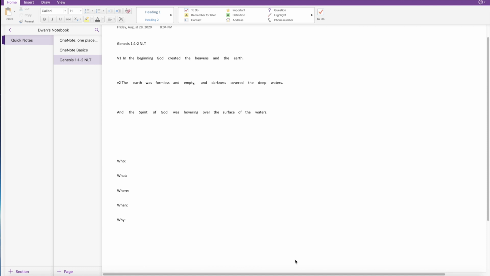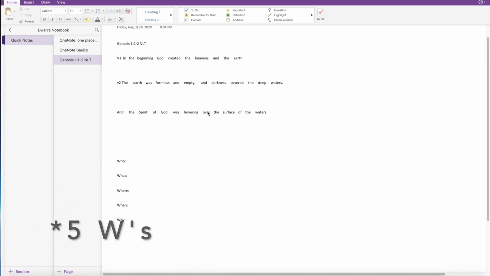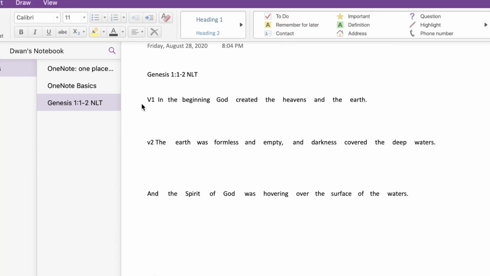So you can copy and paste and print out the text so you have a hard copy of it. I have it on my notepad here so you can see what I'm doing on the computer as we observe the text a little bit more. So we're going to be looking at our 5 W questions here. So first we're going to read the text. So we're in Genesis 1:1-2.